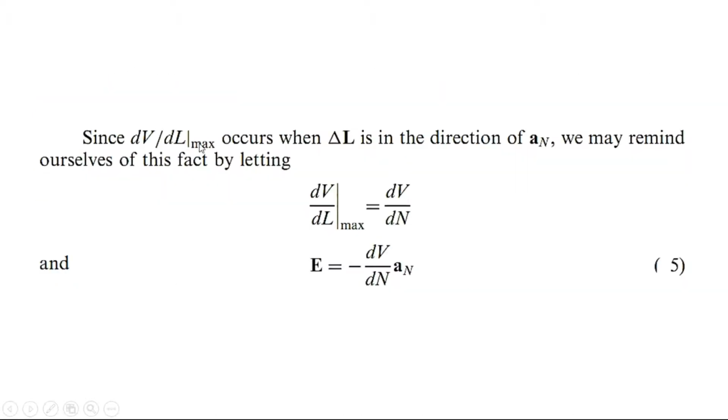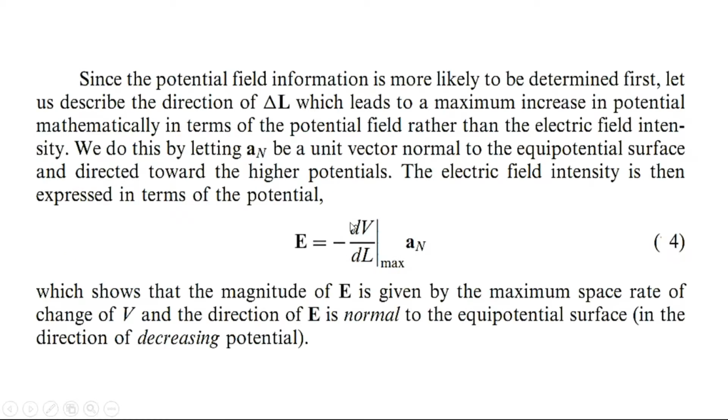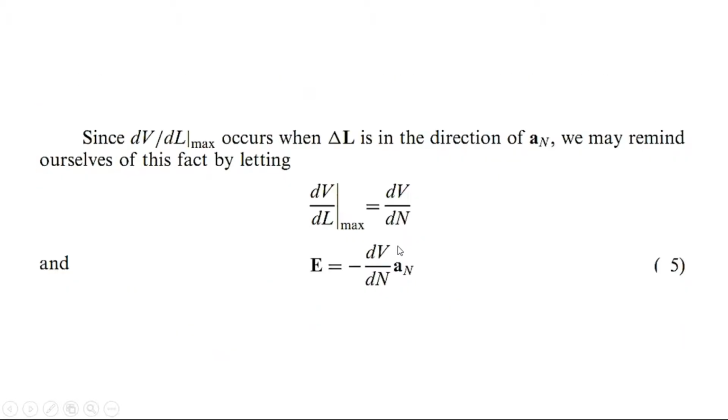Since dV by dl max occurs when del L is in the direction of AN, we may remind ourselves of the fact by letting dV by dl max be equal to dV by dn. That means we have replaced this term with dV by dn. So E will be equal to minus dV by dn into AN.